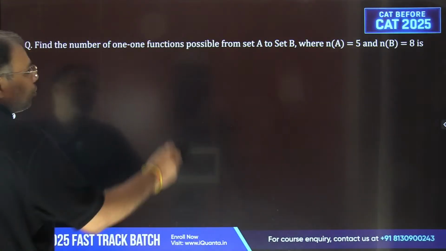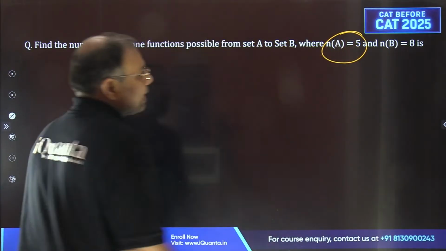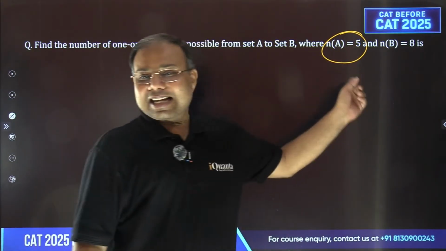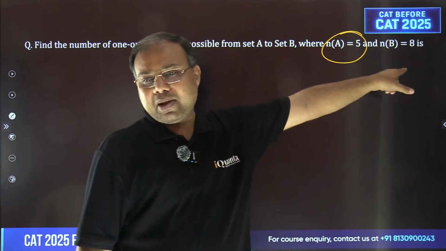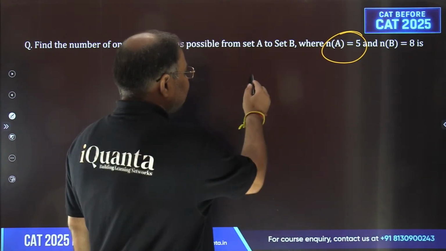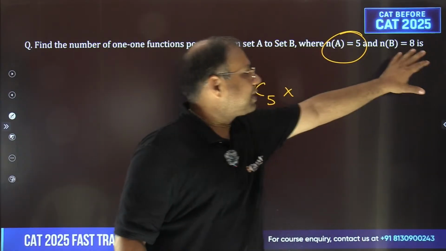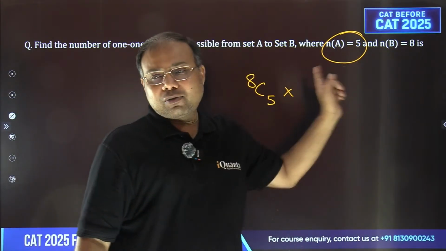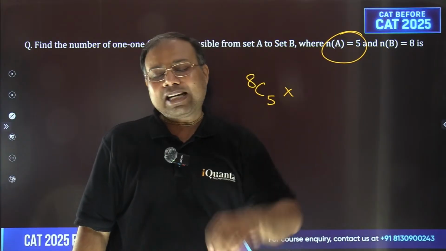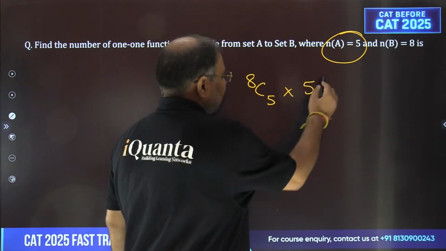Good. So all things we have already done. So these are 5 elements in A, and they need to be connected with exactly one element of set B, right? So from these 8 elements, first I need to select the 5 elements. That could be done in 8C5 ways. And now we have got 5 elements here, 5 elements here. Now each of them is to be connected to a different individual, and that could be done in 5 factorial ways. That's it.